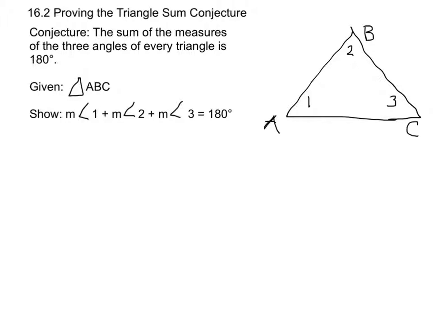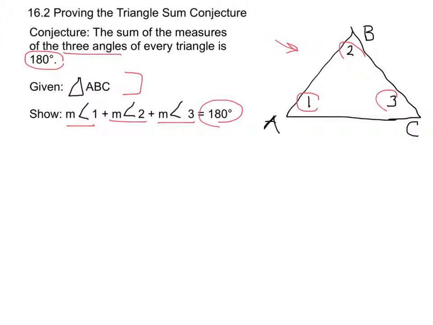So now we're going to do a proof for the triangle sum conjecture. The conjecture we're trying to prove says that the sum of the measures of the 3 angles of every triangle is 180 degrees. And so our given is just triangle ABC, as you can see here. And what we need to show is that the measure of angle 1, so here, plus the measure of angle 2, plus the measure of angle 3 equals 180 degrees. So now we've done step 1 of our plan.